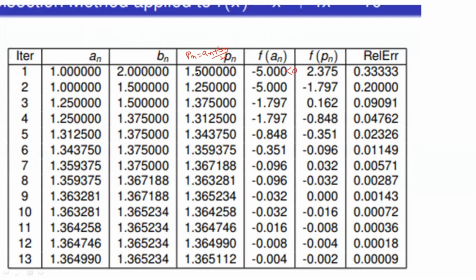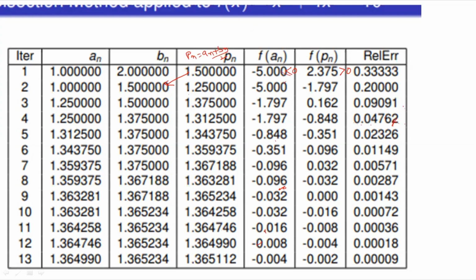Your 1.5 will become f of 1.5. f of (1 plus 2) by 2, 1.5. f of Pn, this one. f of Pn is important for us. So f of Pn is greater than 0. Because it is greater than 0, it will come in the place of Bn. Remember that.